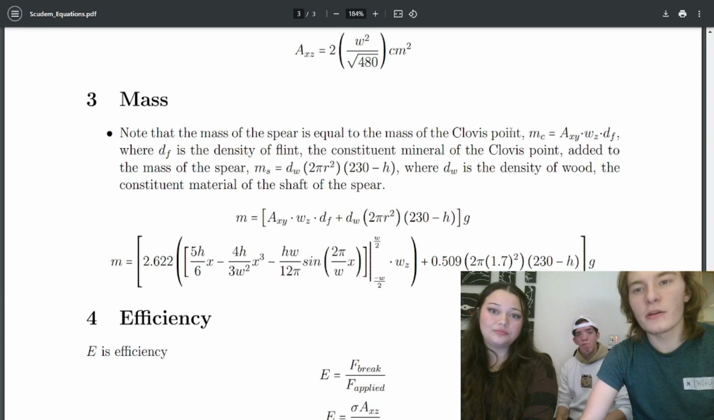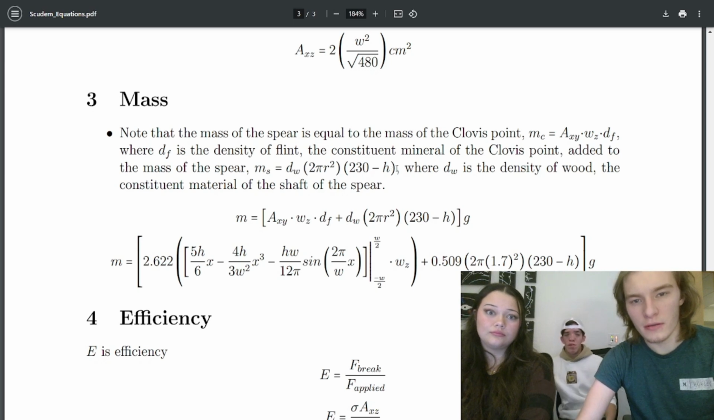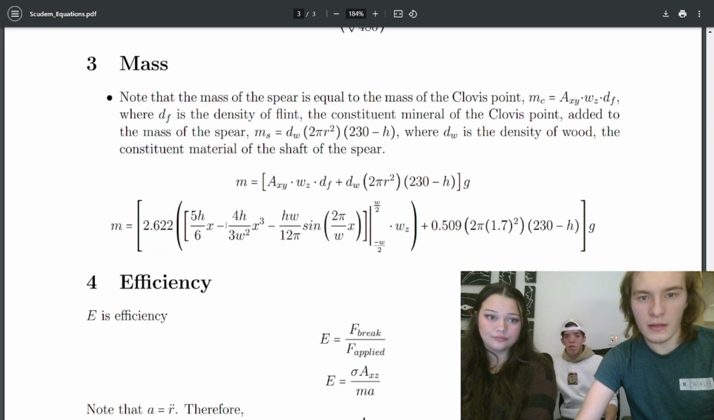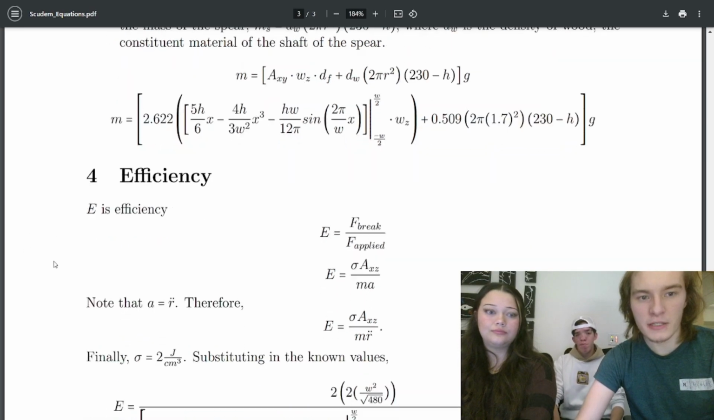So the mass of the total spear is going to be equal to the mass of the Clovis point added to the mass of the shaft. And so for the mass of the Clovis point, we just have the cross-sectional area times the width in the z direction times the density of flint, which is the constituent material of the Clovis point. And then for the mass of the shaft, we have the density of wood times the volume of the cylinder. And we just plug in all our values and note that that isn't grams, as we do have a mass.